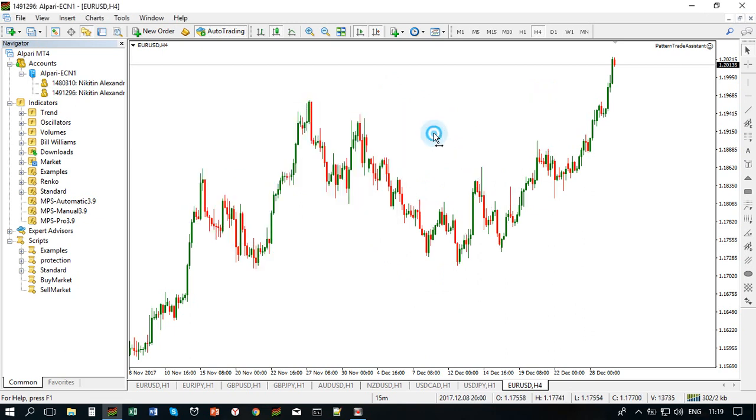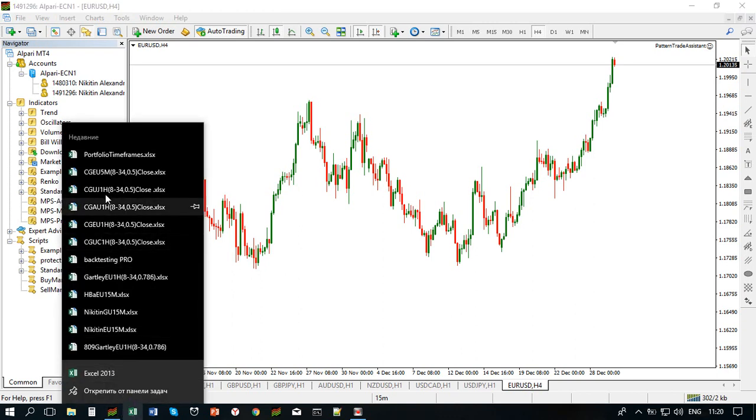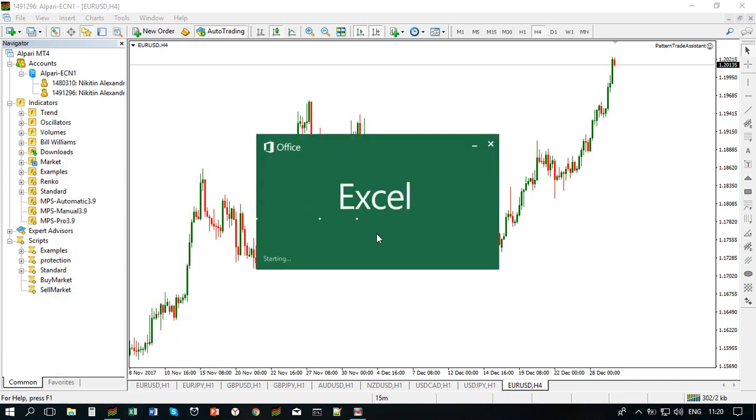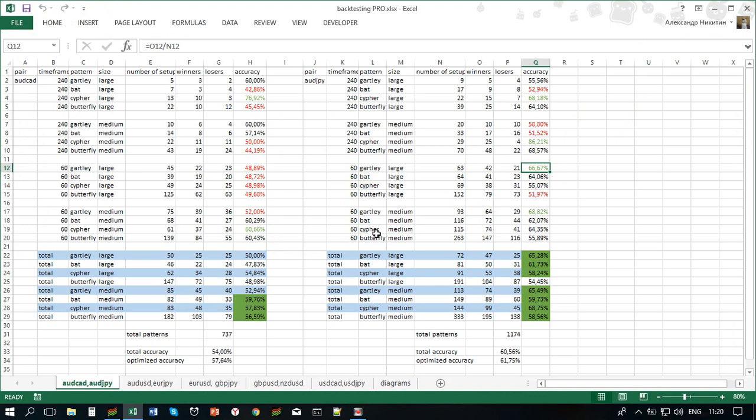Okay, now let's go to historical performance of the patterns. I will show you my Excel spreadsheets. It is called Backtesting Pro. Backtesting Pro is the Excel spreadsheet that shows you the accuracy of different patterns using different swing identification algorithms. Mostly they are large and medium patterns analyzed on 4-hour and 1-hour charts over 17-year periods.